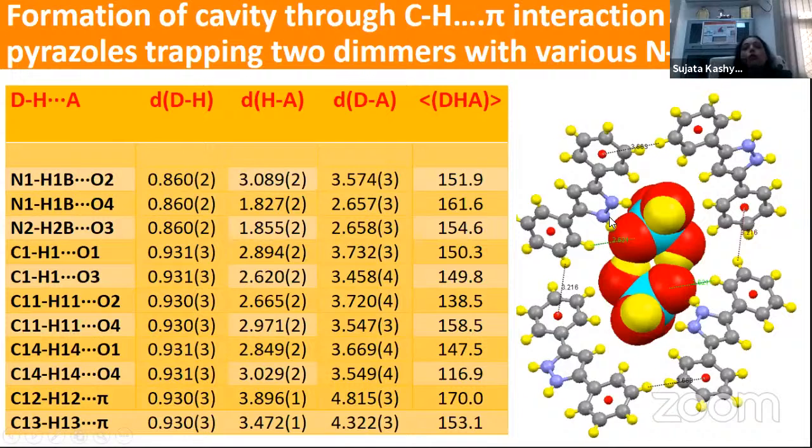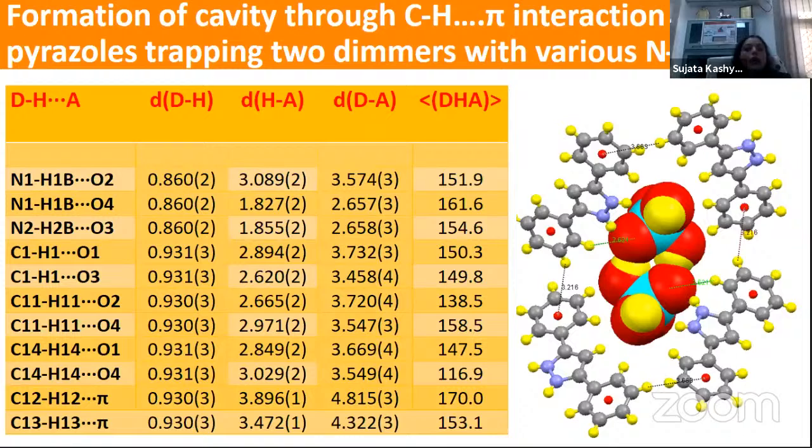Then comes non-covalent interaction. So what is non-covalent interaction or hydrogen bonding? For hydrogen bonding, if the hydrogen is attached to a certain atom and in the vicinity there is some atom with certain electron density, then there is a weak bonding between the hydrogen and the acceptor atom, and that is called hydrogen bonding or short contacts.